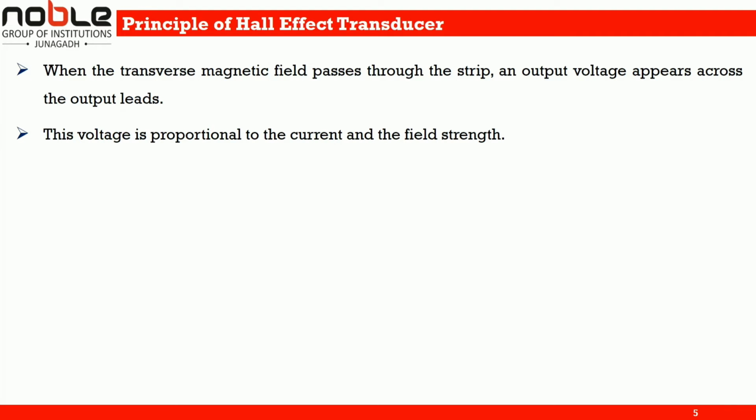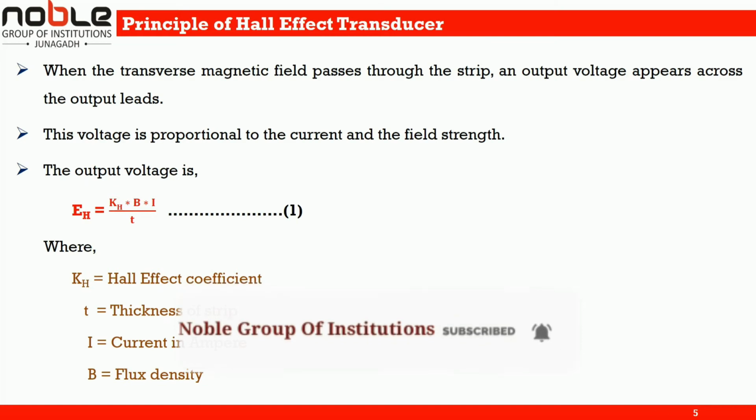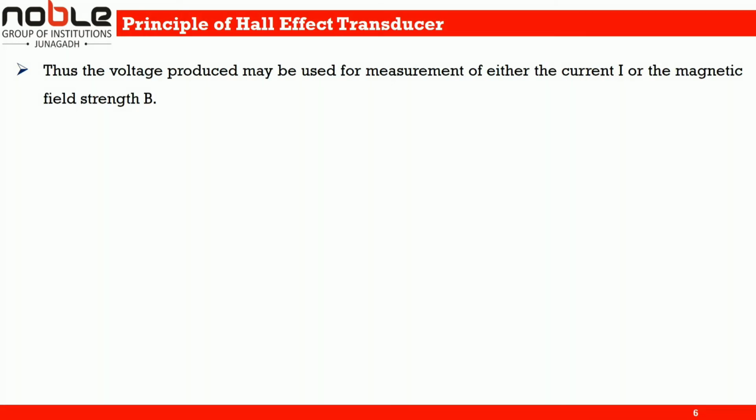The output voltage EH, that is Hall voltage, is equal to KH multiplied by B multiplied by I, whole divided by T, that is equation number 1, where KH is the Hall effect coefficient, T is the thickness of strip, I is current in ampere, and B is flux density. Thus the voltage produced may be used for measurement of either current I or the magnetic field strength B.